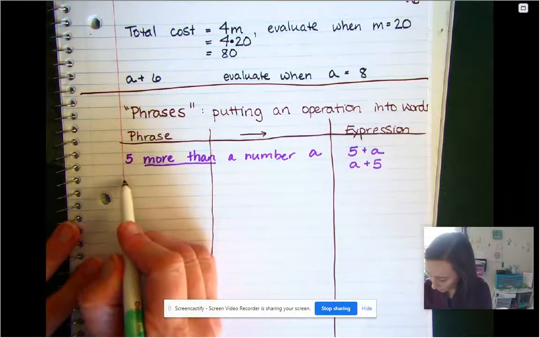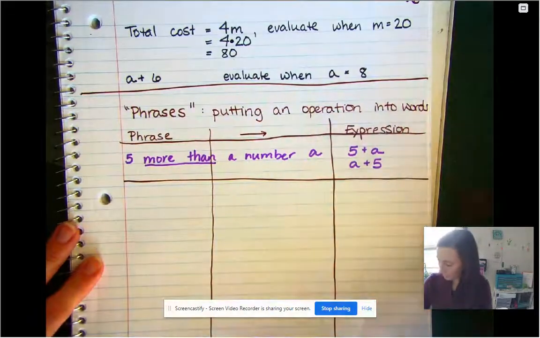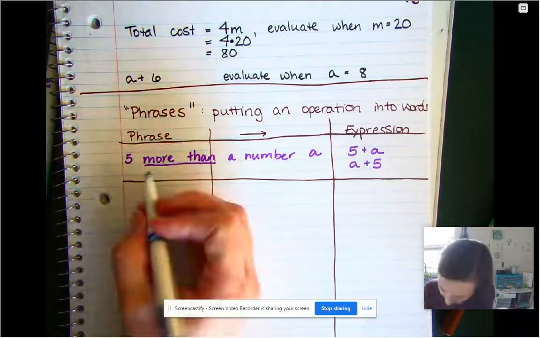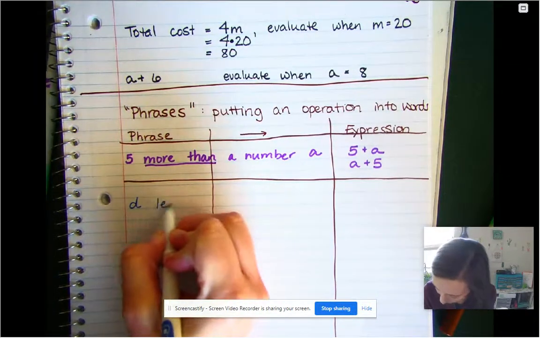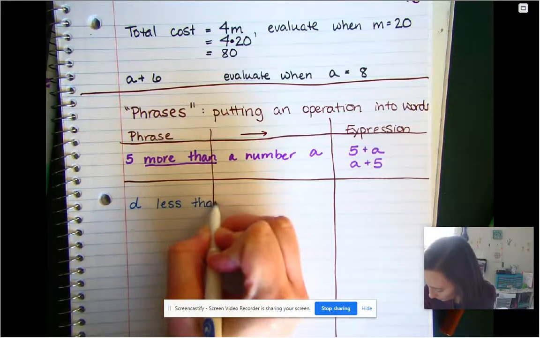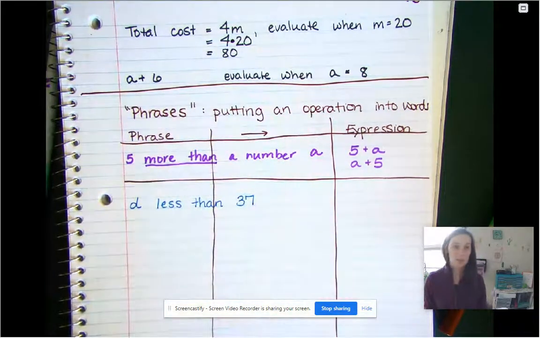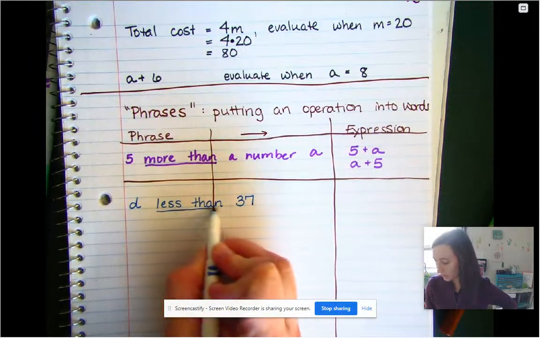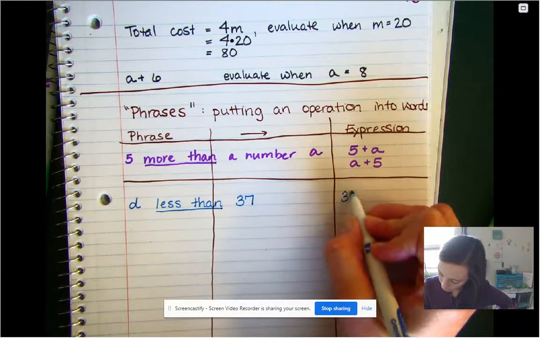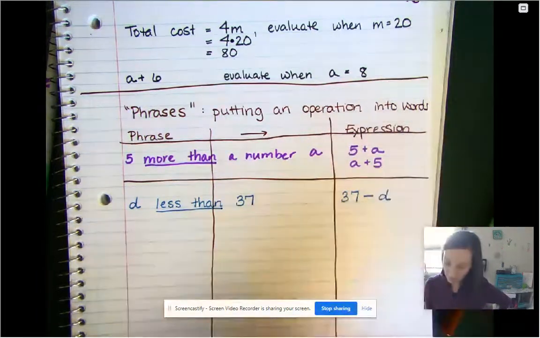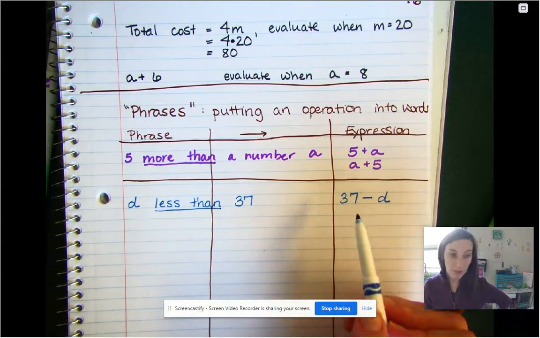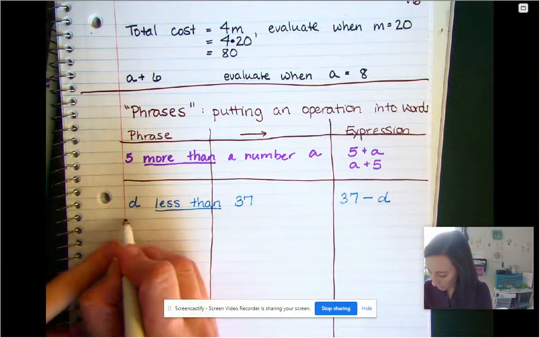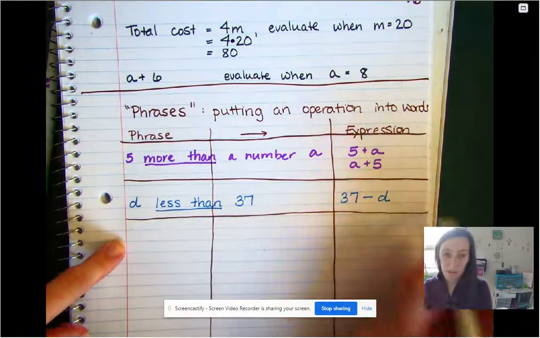Let's do another example. Let's say we say something like D less than 37. So I want to take 37 and subtract, less than implies subtraction, 37 minus D. Now in this case, we can't write it the other way around because order matters in subtraction. So if we were to reorder it, that's not the same problem. I'm not going to get the same answer.